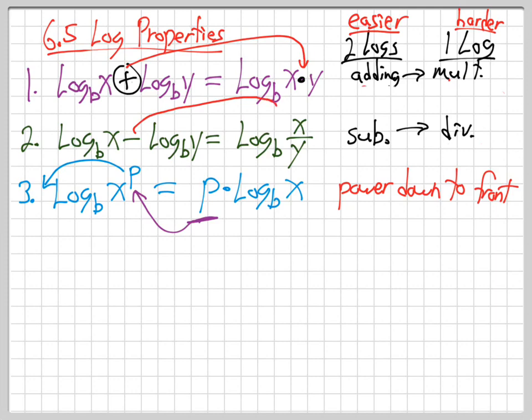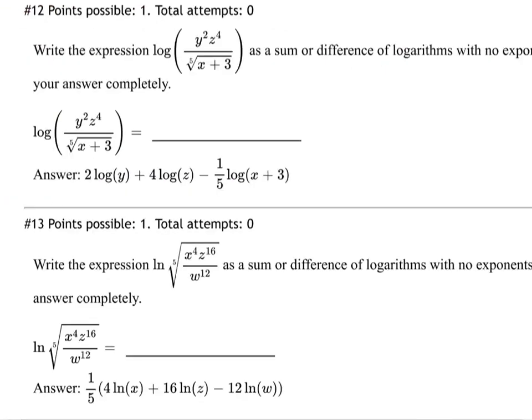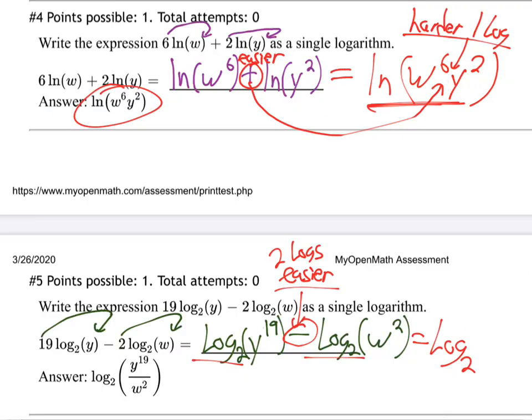Subtraction, that's connected with dividing, isn't it? Because subtraction and dividing both make things smaller, whereas adding and multiplying both make things bigger. Subtraction leads to division, or vice versa. Okay, so back to it. So this is going to become divide here, isn't it? It's going to be y to the 19th over w squared, like that.